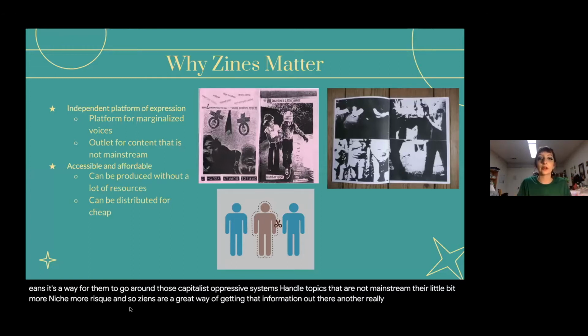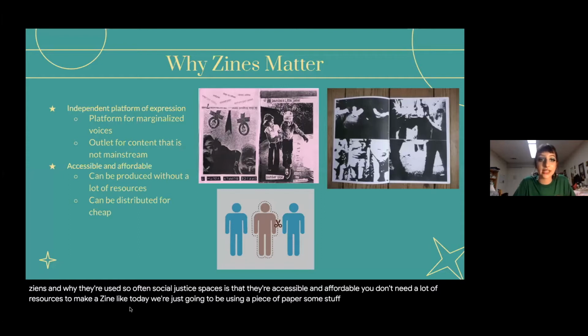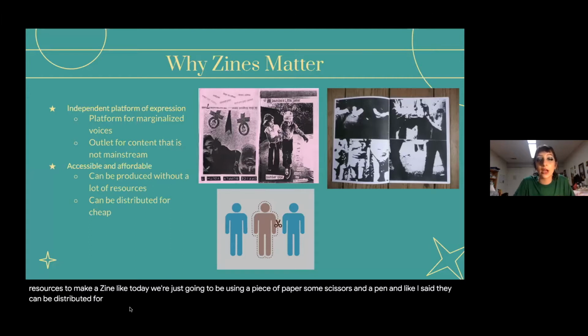Another really important part of zines and why they're used so often in social justice spaces is that they're accessible and affordable. You don't need a lot of resources to make a zine. Like today, we're just going to be using a piece of paper, some scissors, and a pen. And like I said, they can be distributed for cheap. Normally zines are photocopied, and that's what makes them so easy to distribute. The top 2 images you can see, those are photocopies of previous zines that have been made.